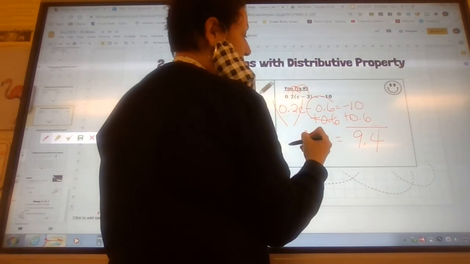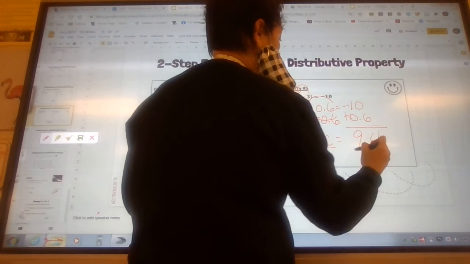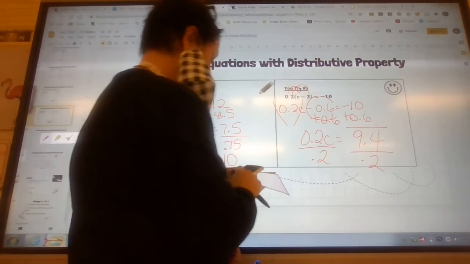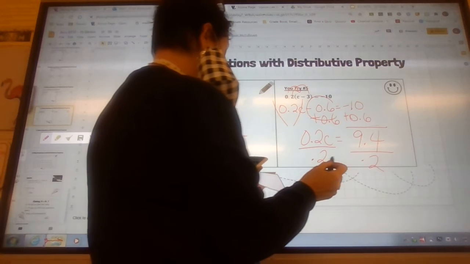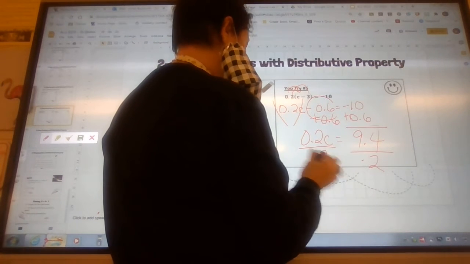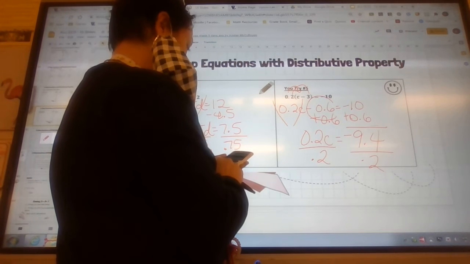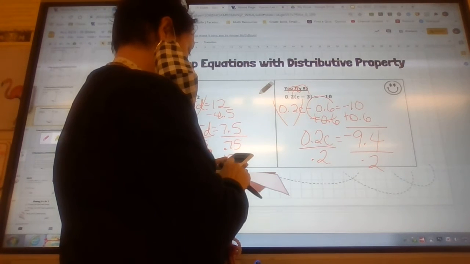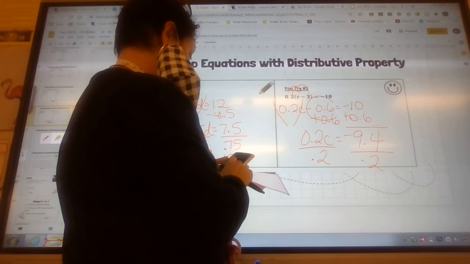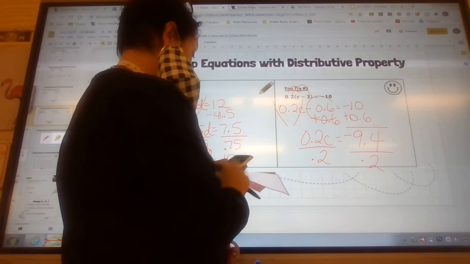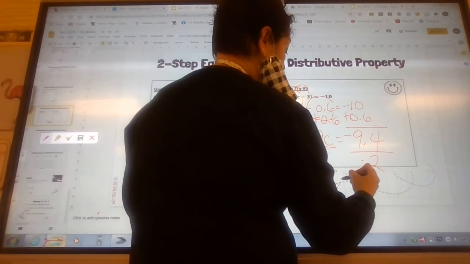So 0.2C equals negative 9.4. Now we're going to divide both sides by 0.2. And we get negative 40. That should be negative 9.4. Negative 9.4 divided by 0.2 is negative 47.